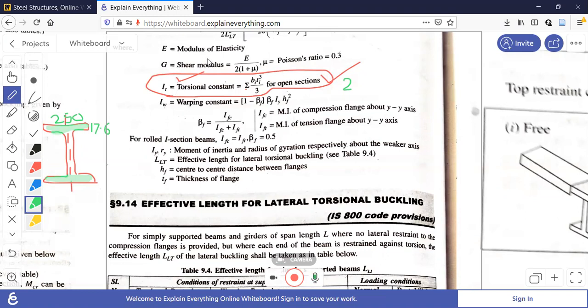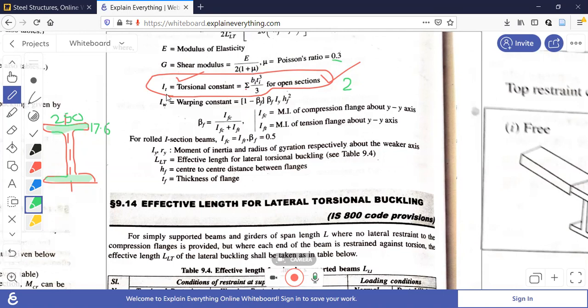Because you see, G is shear modulus, E by 2 into (1 plus mu). This is a very common formula, a strength of materials equation, where Poisson's ratio mu is equal to 0.3. These calculations are not going to bother you much. Already they are there in strength of materials.